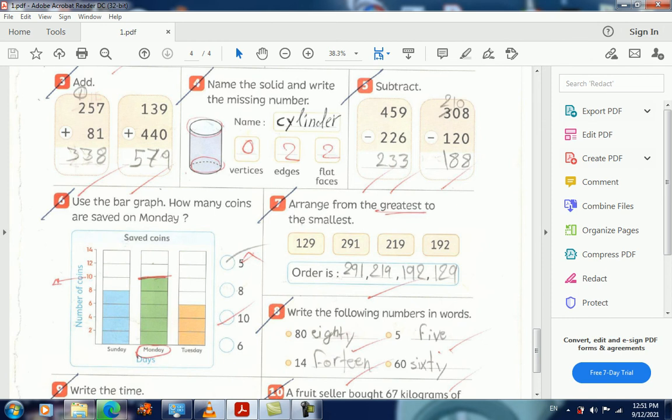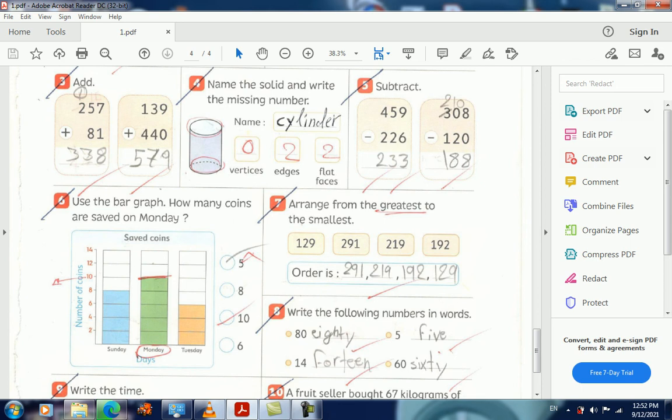Number 3, add. We add 257 plus 81. So we start from the right with the units. 7 plus 1 is 8. Then 5 plus 8 is 13. So 3 and carry over 1. So 2 plus the carried over 1 becomes 3. So the number becomes 338.